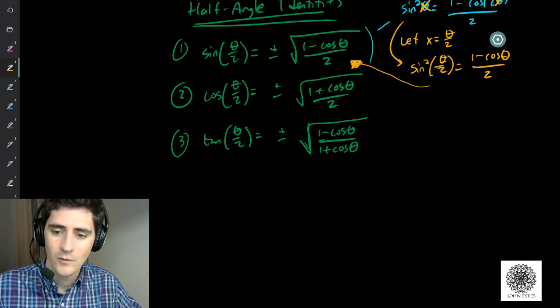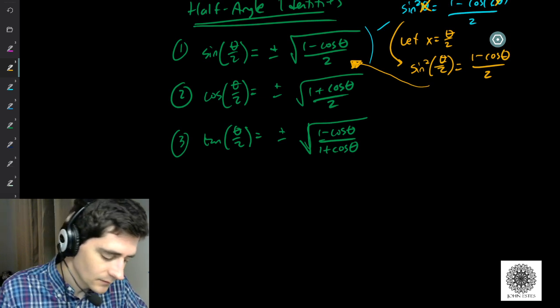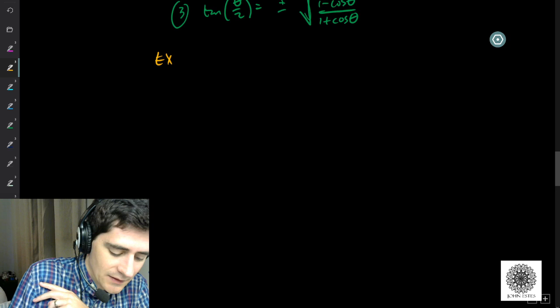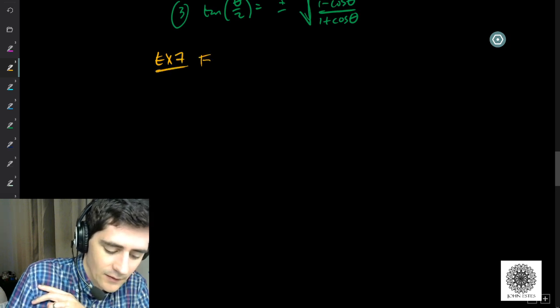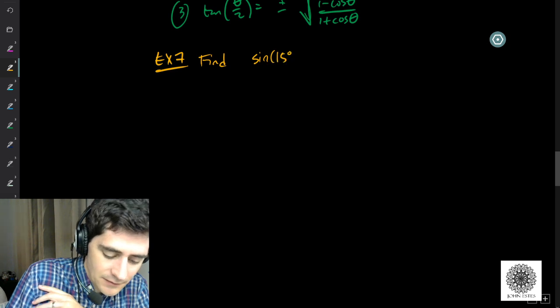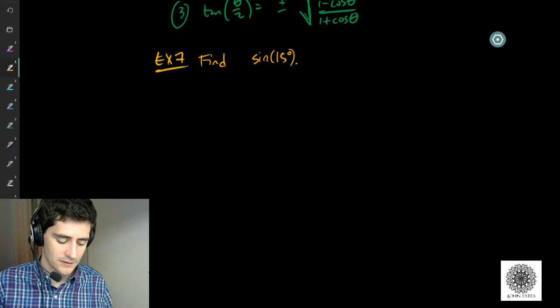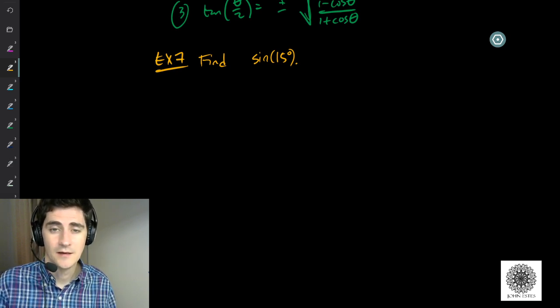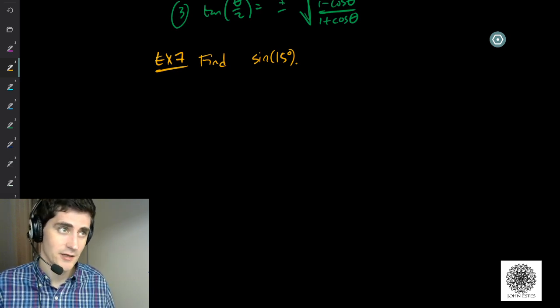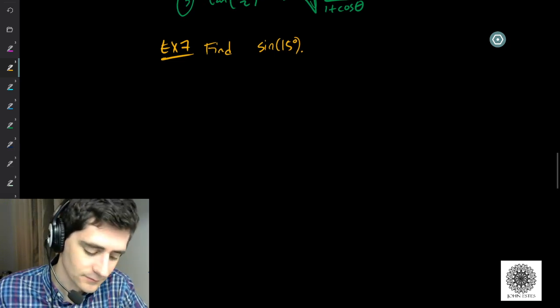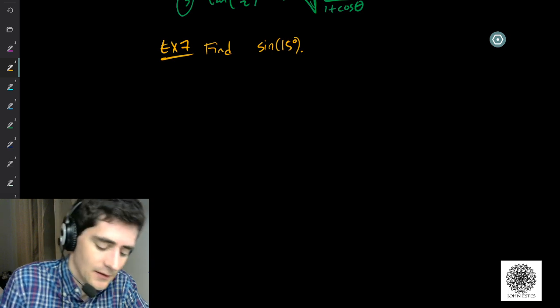All right, so then what does that allow us to do? Something like this. So this is example 7 in your text. Let's find sine of 15 degrees. Now, you may remember from last time, we actually did sine of 15 degrees already using 45 degrees minus 30 degrees. But here we're going to use the half angle identity.